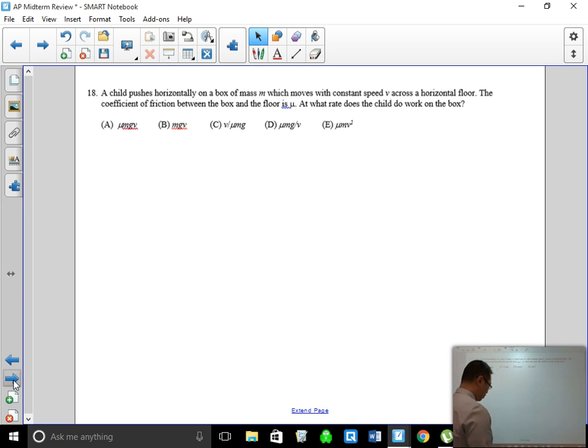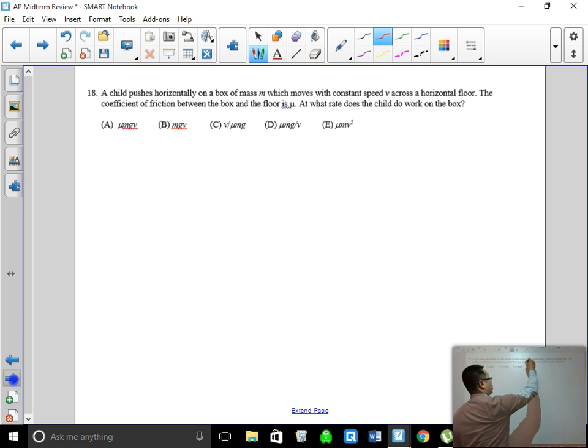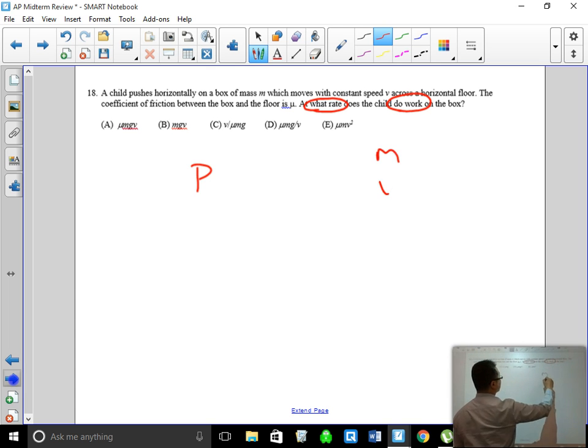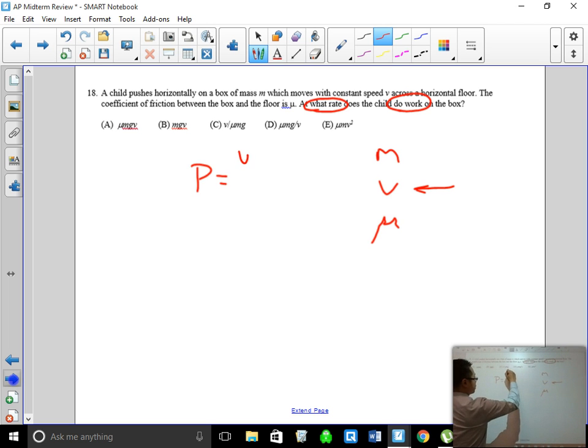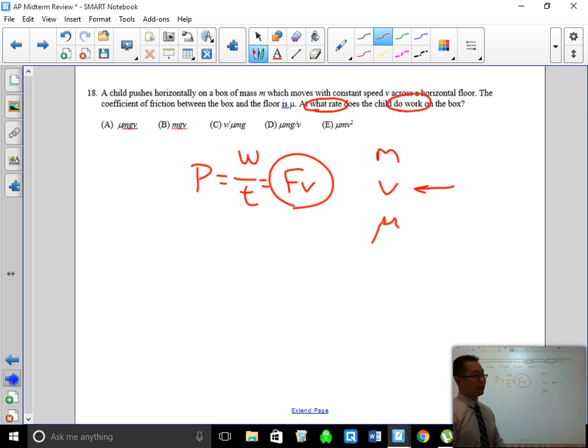In this case over here, it's a little bit tricky because they ask what rate does a child do work? So they're not asking about energy. Rather, they're asking about power. They give us a bunch of variables of a mass, a speed, and a coefficient of friction. Well, first of all, if they are giving us a speed, and it's a constant speed, well, our formula for power is either work over time or force times velocity. In this case, we'll probably want force times velocity.